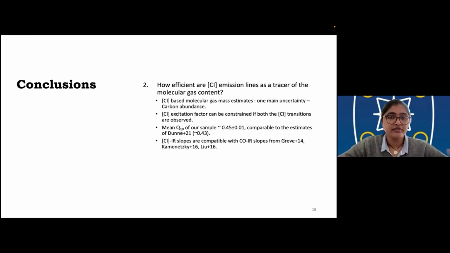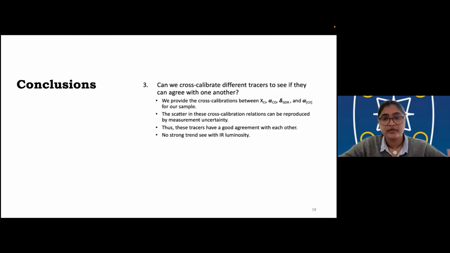So the main uncertainty when it comes to the C1-based gas mass estimation still remains to be the carbon abundance. And by observing the two C1 transitions, we can constrain the Q10, which significantly reduces our uncertainties. And the C1-IR relation is much comparable with the CO-IR relation as well. And what we can understand with these four tracers is that they do agree with each other quite well. And whatever scatter we see in their relation can be mainly reproduced by measurement uncertainties. And we don't see a strong trend in the IR luminosity.